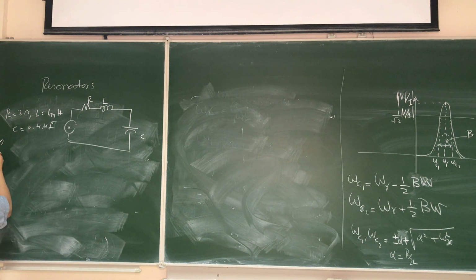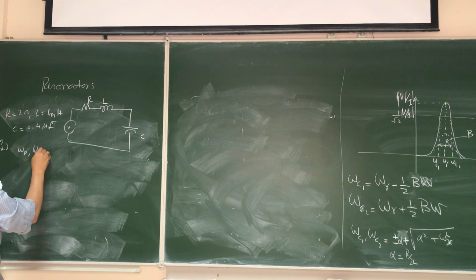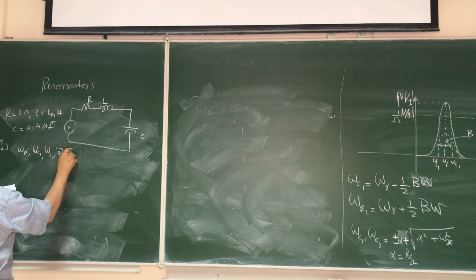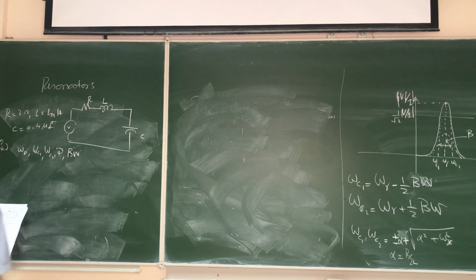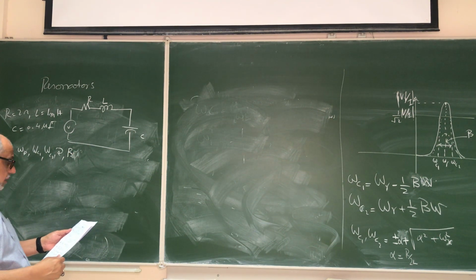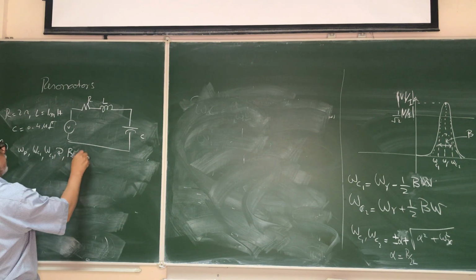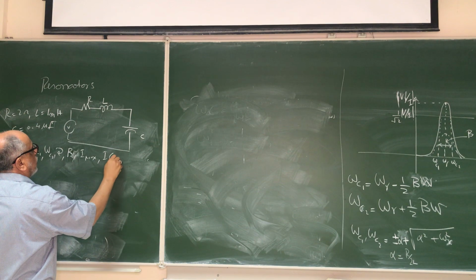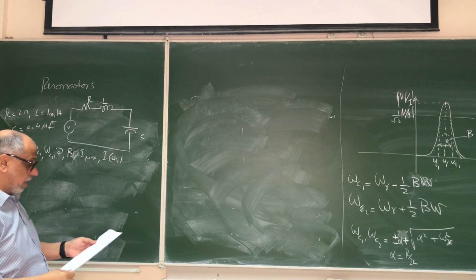The question is to find omega resonance or omega naught, omega C1, omega C2, Q, bandwidth. Sometimes they call it B only, yeah? So in some texts it is bandwidth, and sometimes it is I max and I at omega C1, let's say. So that is the symmetry.